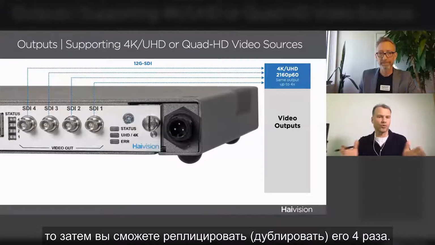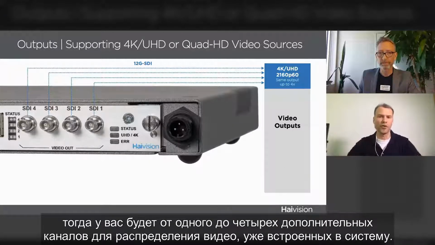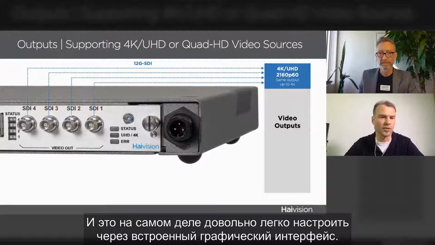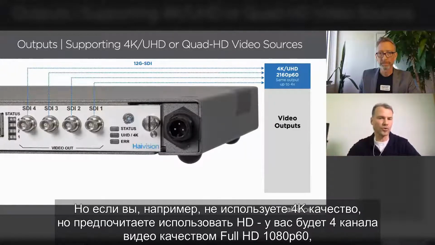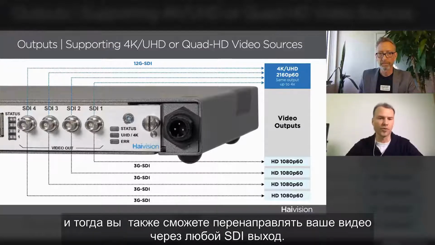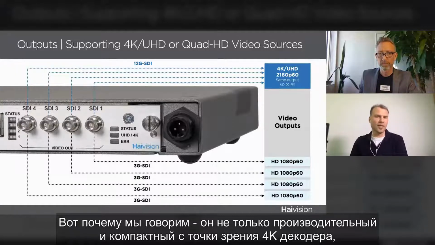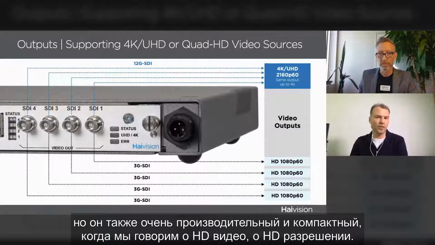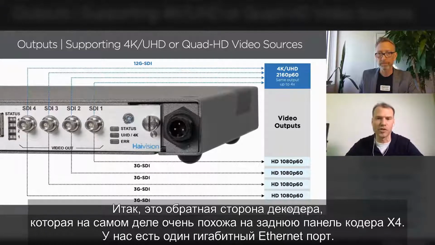So you can have a 1-to-4 distribution amplifier built in within the system, and it's pretty easy to set up through the GUI. But if you're not, let's say, using 4K, but rather using HD, you can do 4 times full HD at 1080p60. And then you can reroute your traffic also over any of the SDI outputs. So that's why we're saying not only is it dense and compact from a 4K point of view, but it's also extremely dense when we're talking about full HD and HD resolution.